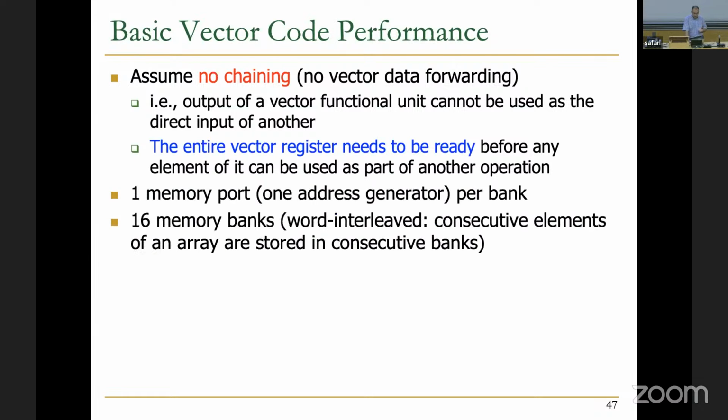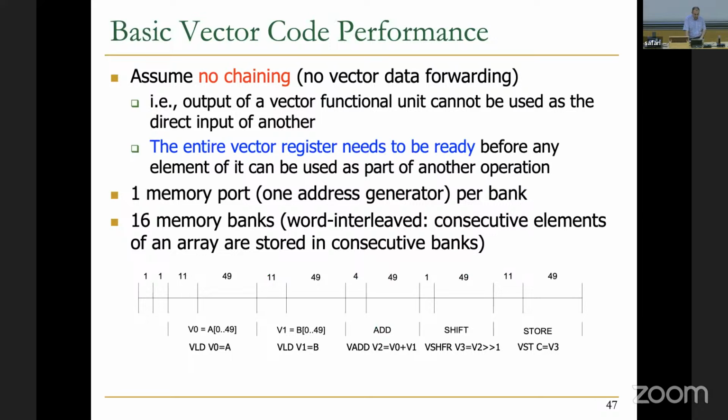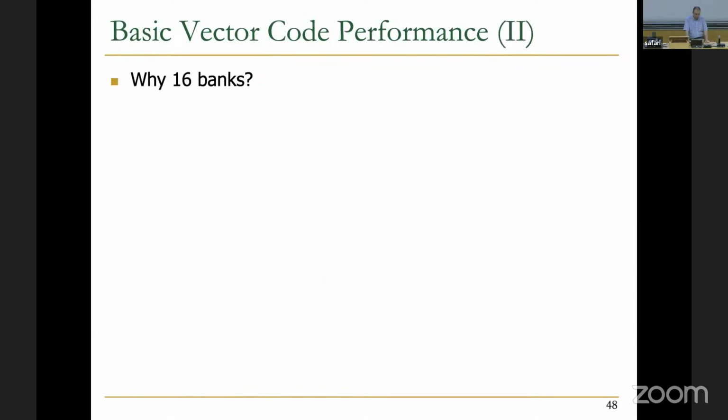So these are the assumptions that we have. And we have only 1 memory port for now, and 16 memory banks, such that we can nicely interleave everything. So this is going to be the timeline of this run. You're going to spend 2 cycles first, and then 11 plus VLN minus 1, which is 49, then 11 plus VLN minus 1, and so on and so forth. You're going to end up having 285 cycles, which is quite a lot.